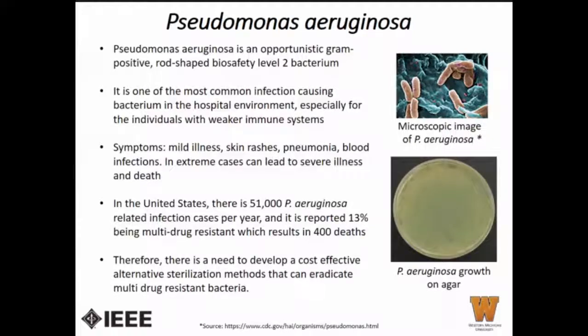So Pseudomonas aeruginosa is an opportunistic gram-positive rod-shaped biosafety level 2 bacterium, and it is one of the most common infection-causing bacteria in hospitals. It specifically targets individuals with weak immune systems. Symptoms of this infection include flu-like symptoms, skin rashes, pneumonia, blood infection, and in extreme cases, it can lead to death.